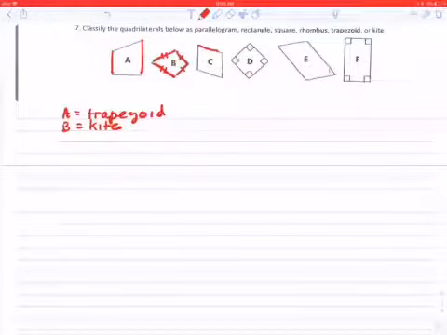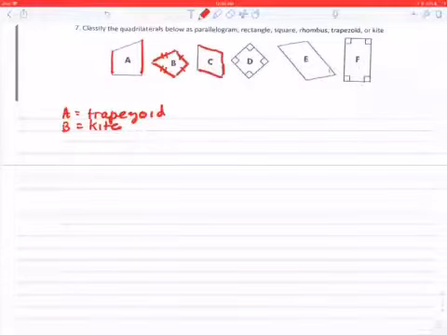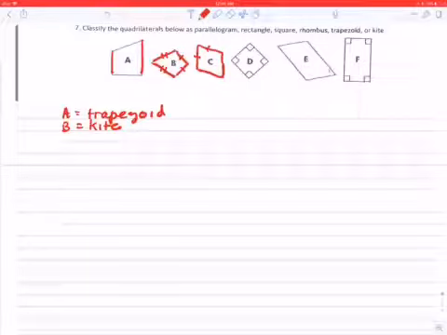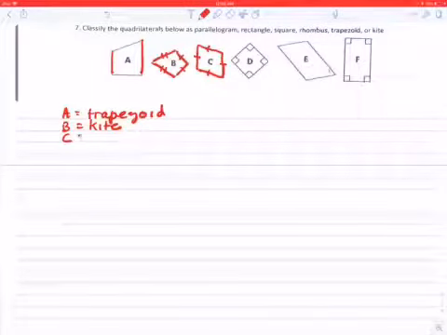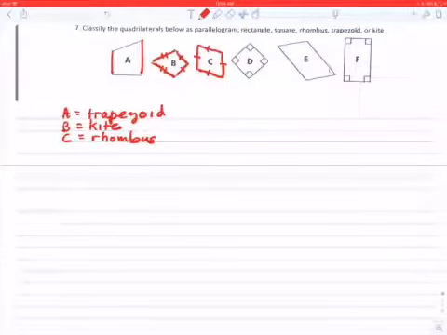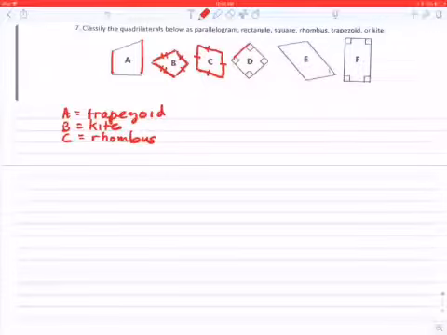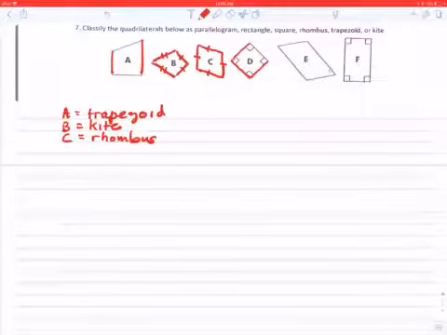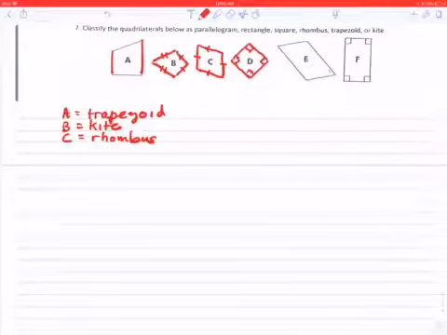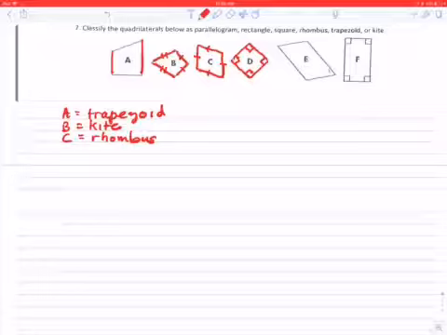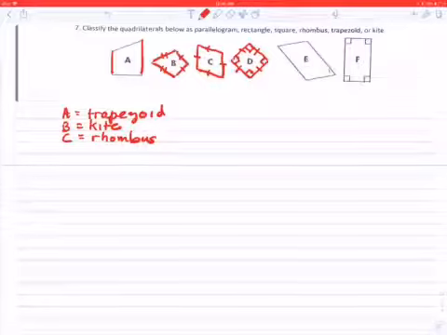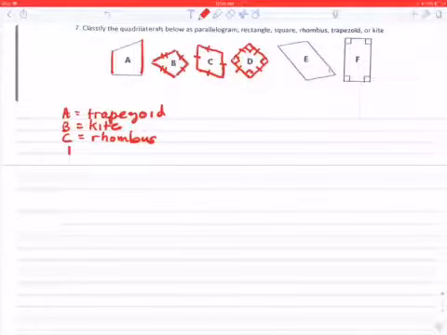C, it has two pair of parallel sides, that makes it a parallelogram, but we can do better with our description because all four sides are the same length. So C would be a rhombus. D, it is a parallelogram, two pair of parallel sides, but it has four right angles. So it's a rectangle, but we can do better because in that rectangle, all four sides are the same length. So the better description would be a square.